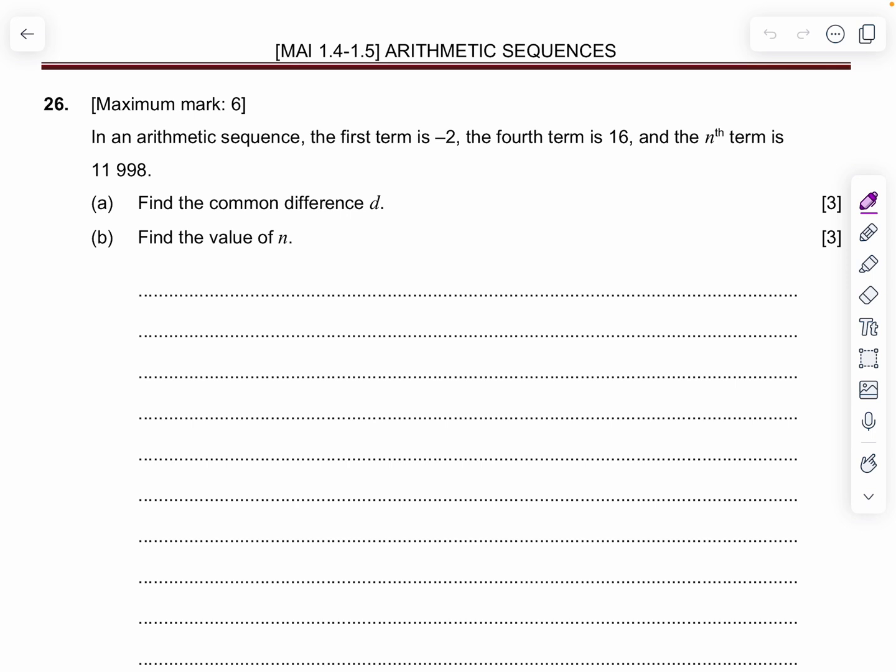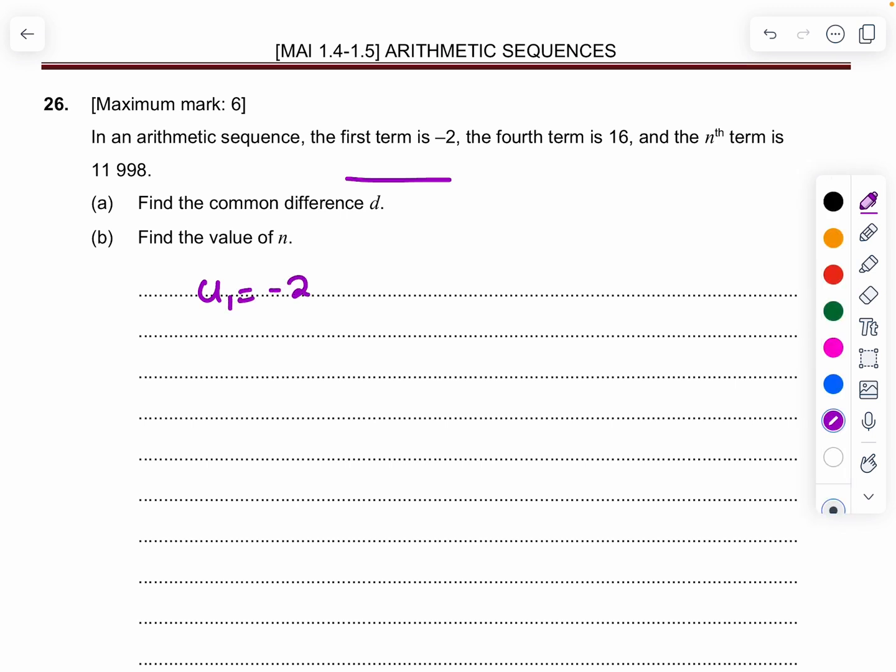In an arithmetic sequence, the first term is negative 2. The fourth term is 16 and the nth term is 11,998. Find the common difference. The first term is given as negative 2, so u1 equals negative 2.